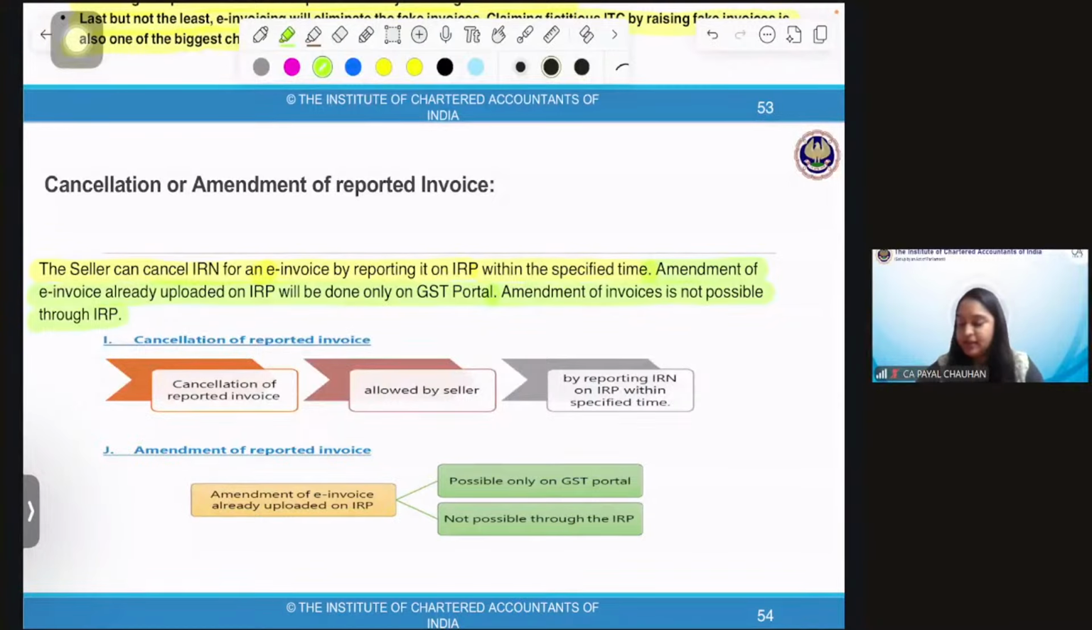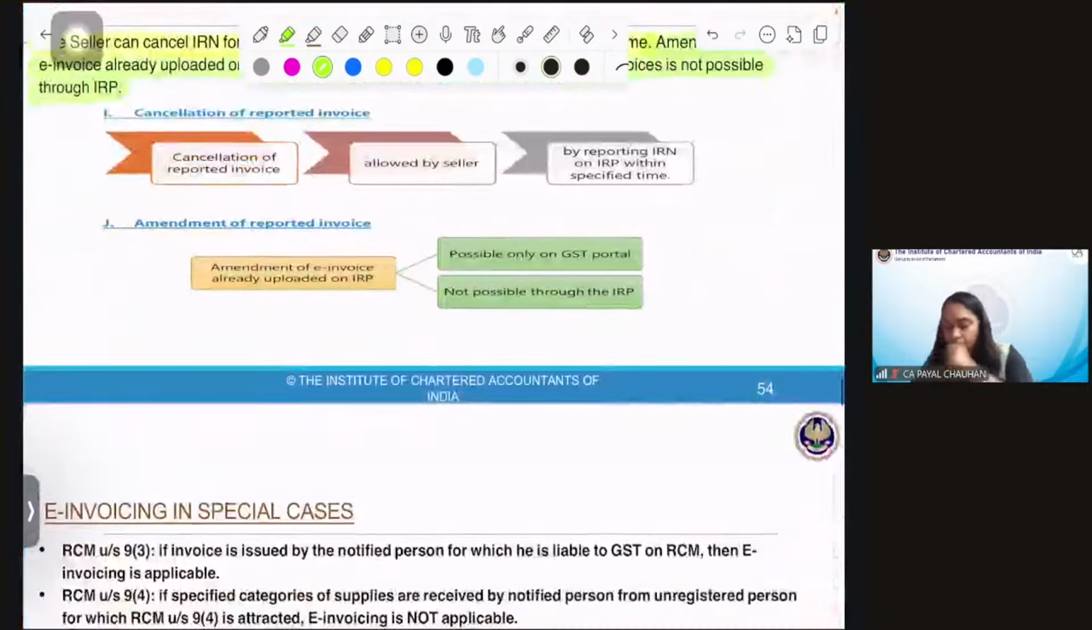Did everyone get it? Perfect. If there is an MCQ, you people are able to get it? Perfect.